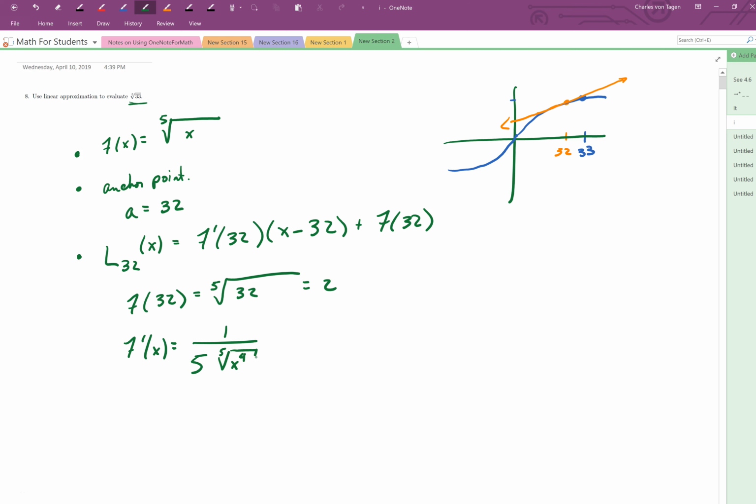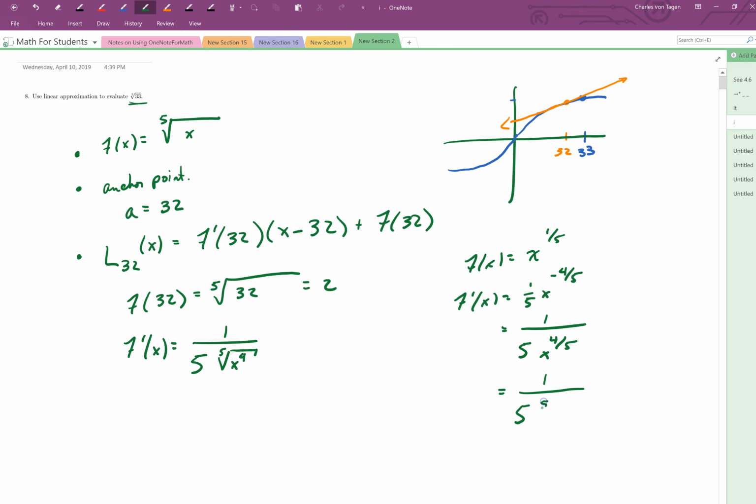Let me just double check that, folks. So let's check that using the power rule. If we have f of x is equal to x to the 1/5, its derivative is 1/5 x to the minus 4/5, which we could write as 1 over 5 x to the 4/5, which I could write the way I did. There's nothing wrong with what I wrote.